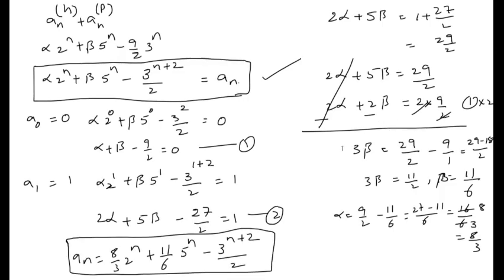This is an example for if the roots are distinct and the roots are not matched with the function f of n. If f of n is a polynomial, how to find the solution, all those things we can see in the next video.